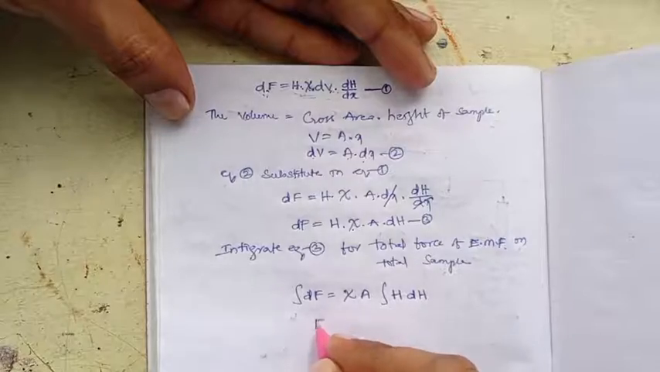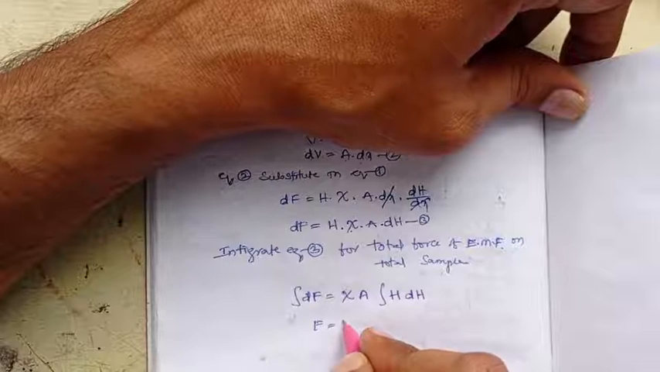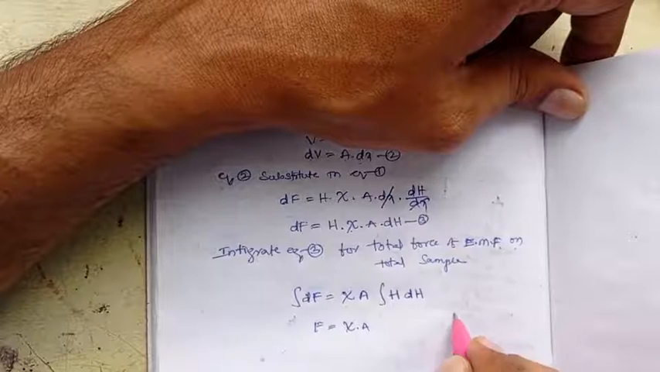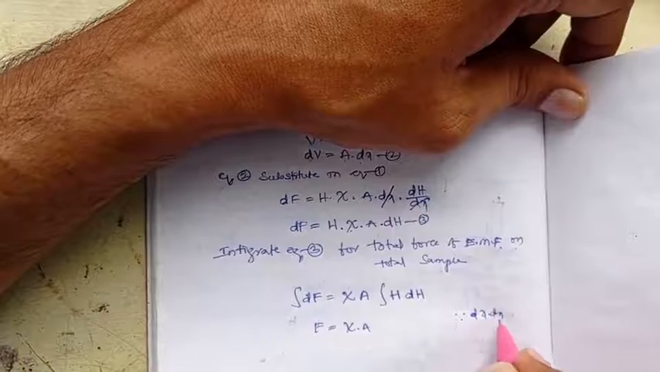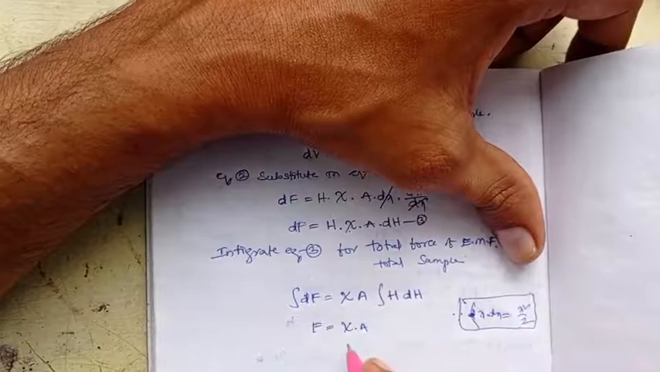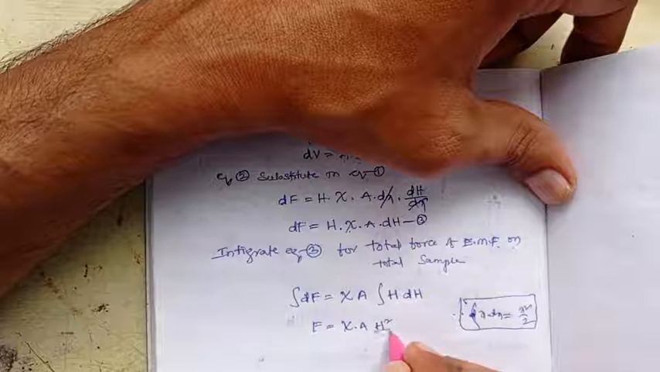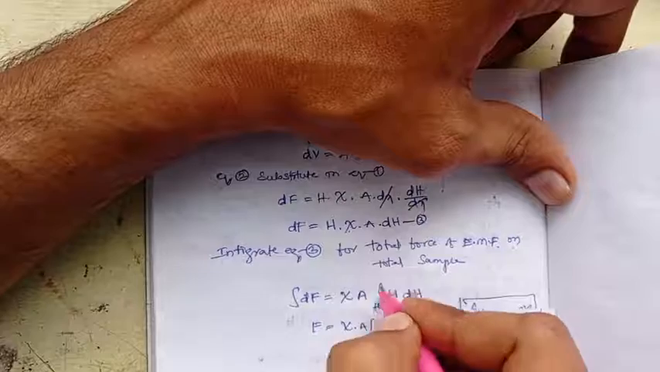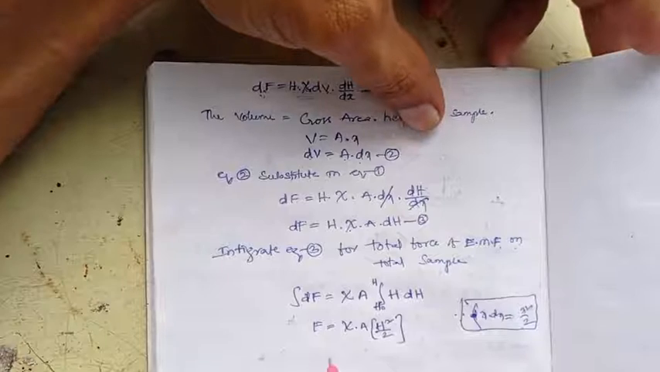So the integration of dF will be equal to the total force, and chi into A, times the integration of H dH. You know that the integration of x dx is equal to x square by 2. Likewise, here the integration of H dH is equal to H square by 2. Here the limits will be from initial to final, the variation of the magnetic field from initial to final, right?